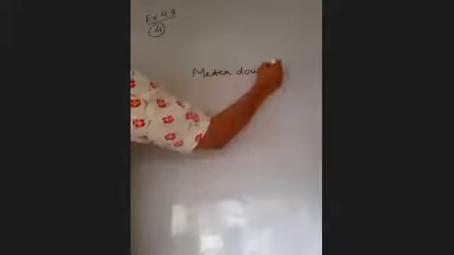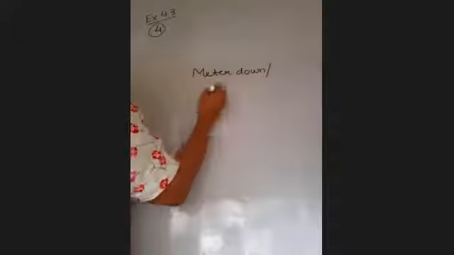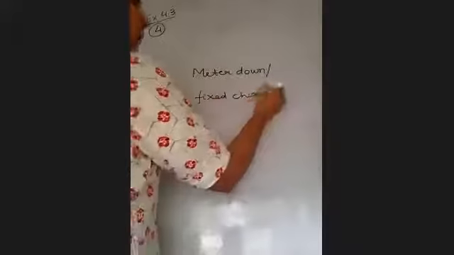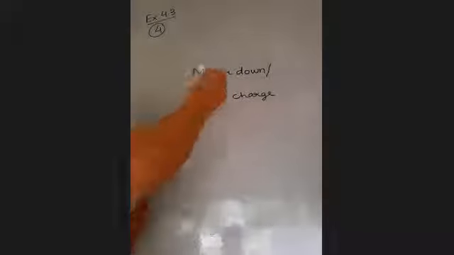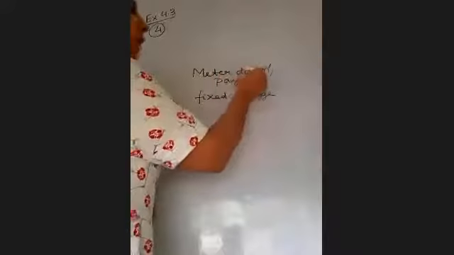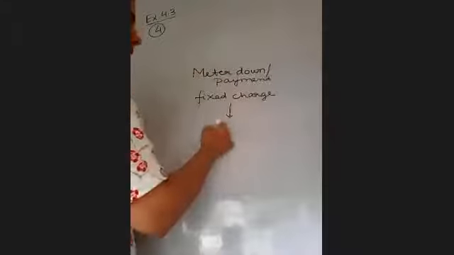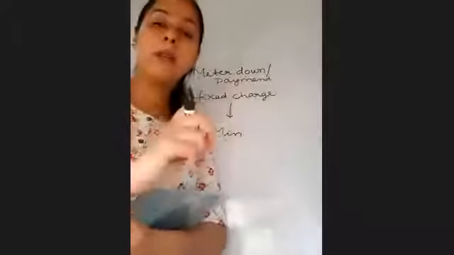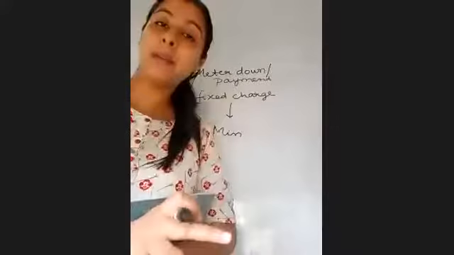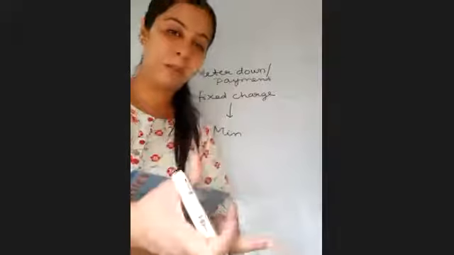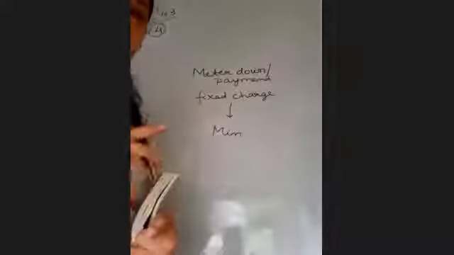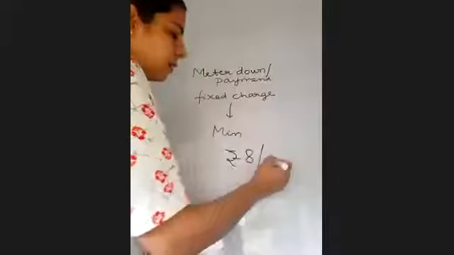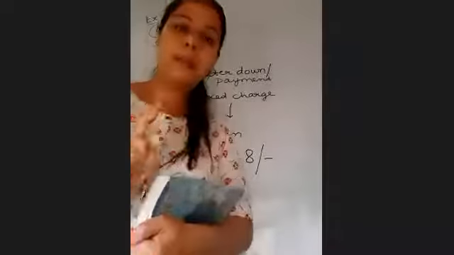Meter down payment or fixed charge. You can say anything, right? Meter down payment is the minimum payment that you have to make. It is the minimum payment that you have to pay no matter whether you are covering the entire 1 kilometer or you just want to go for half a kilometer. But that is the minimum amount you will have to pay. And in this particular question, we are given ₹8 as the minimum charge for 1 kilometer.